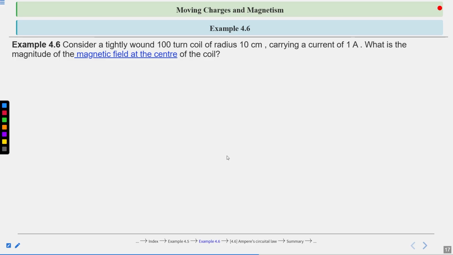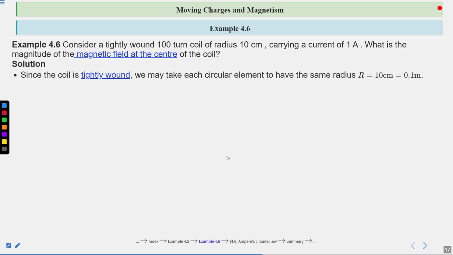Okay, example 4.6. Consider a tightly wound 100 turn coil of radius 10 cm carrying a current of 1 ampere. What is the magnitude of magnetic field at the center of the coil? Since the coil is tightly wound, we may take each circular element to have the same radius. So the radius of each circular segment is the same, which is capital R equal to 10 cm, and in SI unit it is 0.1 meter. The number of turns N equals 100 and the current is given as 1 ampere.